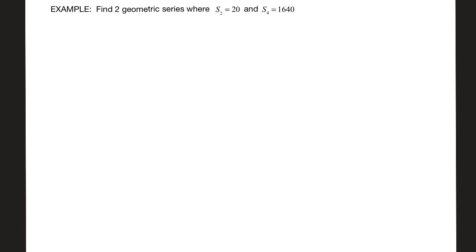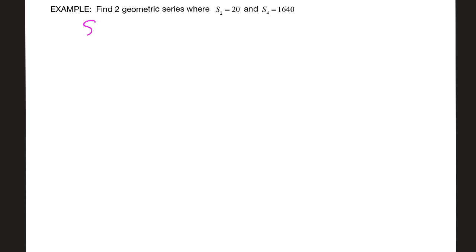Okay, this is asking you to find 2 different geometric series where if you add the first 2 terms, you get 20, and if you add the first 4 terms, you get 1640. Now, the way that can happen is with different first terms and with different ratios. So let's think about this and how we know this.